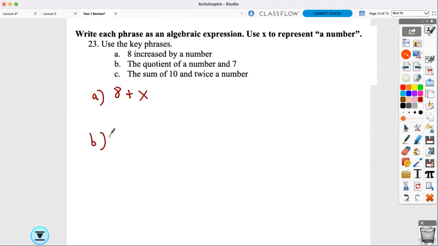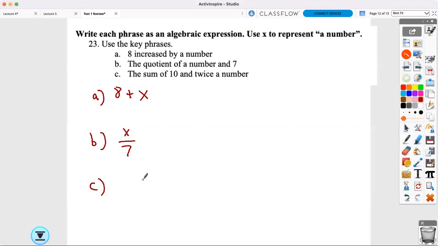For B, the quotient of a number and 7. So it's going to be a fraction. So what's on top and what's on bottom? x over 7. Correct again. C, the sum of 10 and twice a number.